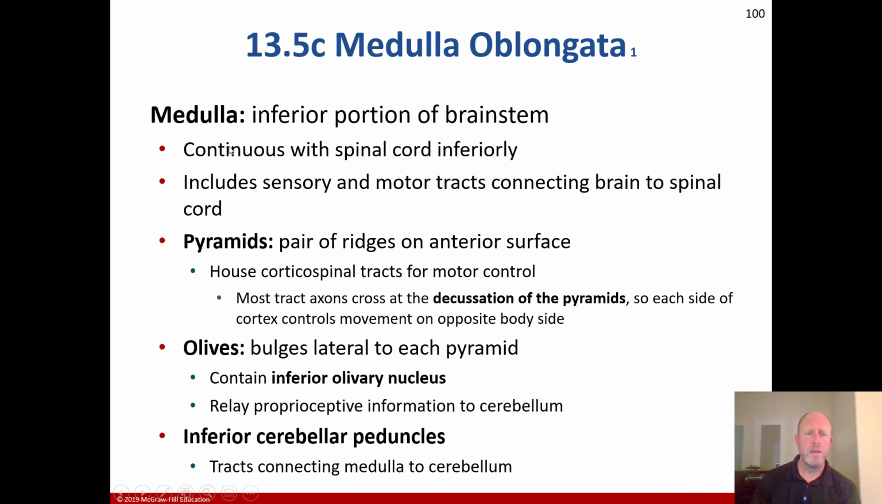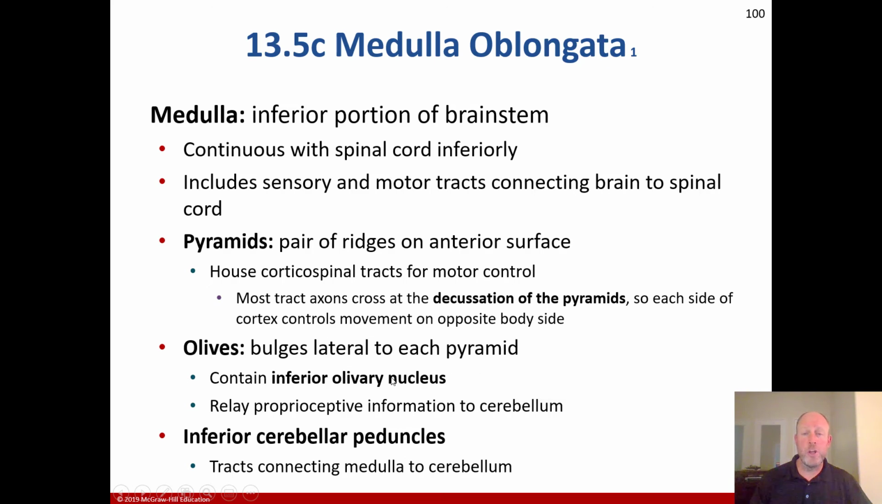The medulla oblongata is the inferior portion of the brainstem, continues the spinal cord inferiorly, and includes the sensory and motor tracts connecting the brain to the spinal cord. The pyramids are a pair of ridges on the anterior surface that house the corticospinal tracts for motor control. Most tract axons cross at the decussation of the pyramids, so each side of the cortex controls movement on the opposite body side. The olives are bulges lateral to each pyramid.